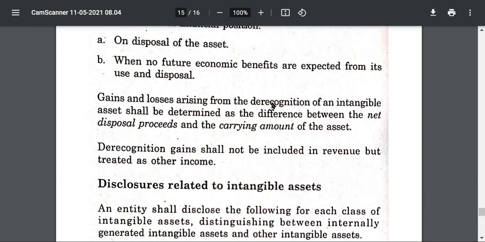So gains and losses arising from the derecognition of an intangible asset shall be determined as the difference between the net disposal proceeds or yung salvage value niya. Okay, compare mo lang siya sa carrying amount of the asset.